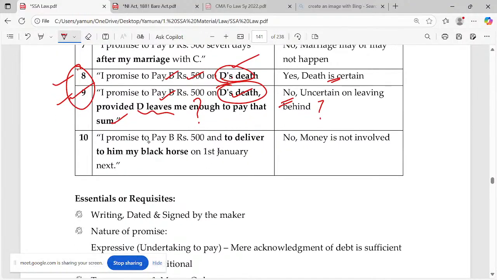The 10th one: I promise to pay B 500 and deliver to him my black horse on 1st January next. Because money only has to be involved here, and the horse is not money. So it's not a promissory note.